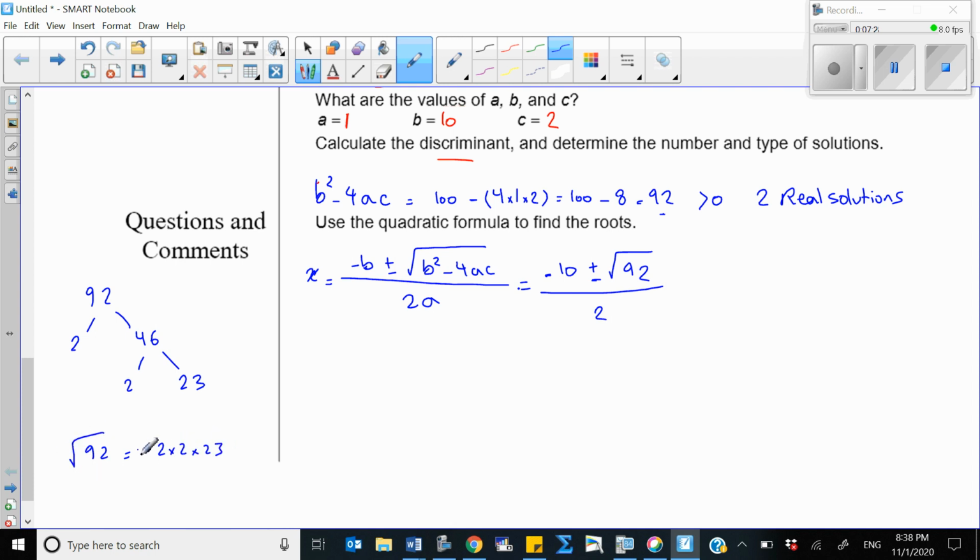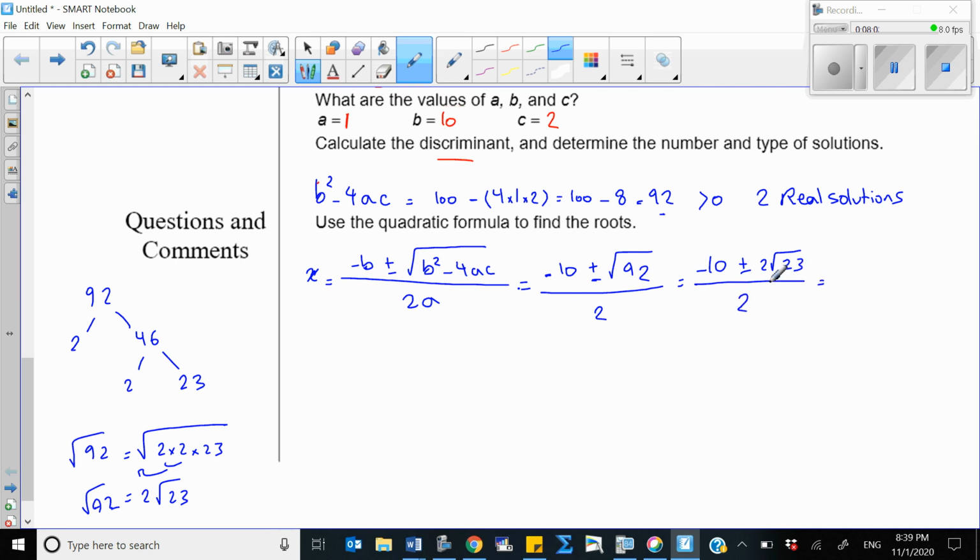Now, what is square root of 92? Because I have a perfect square here, I can move this out of this square root and write it as just 2. You're moving this out. It's going to be just 2, because square root of 2 times 2 is 2, times square root of 23. So square root of 92 can be simplified as this number. So I'm going to write that negative 10 plus and minus 2 square root of 23 over 2.